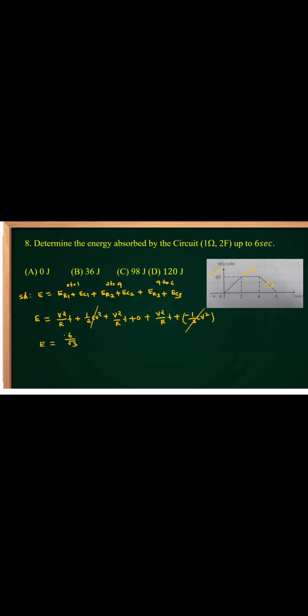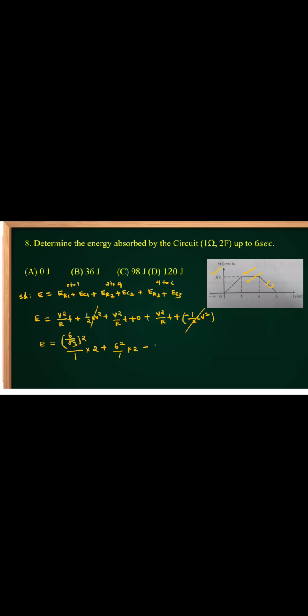You have to substitute the RMS value. R is how much? 1 ohm into T, 2 seconds. V square by R for 2 to 4, it is a constant: 6 square by 1 into 2. Next, what is the V square by R into T? Again, it is the same value.